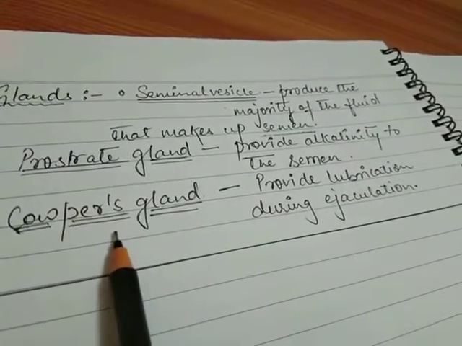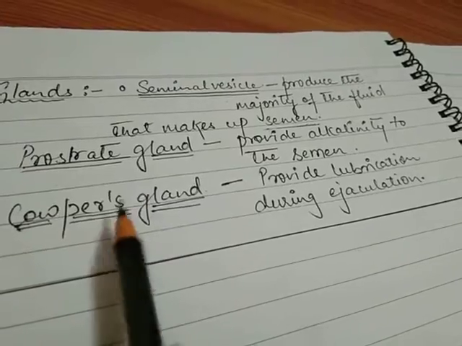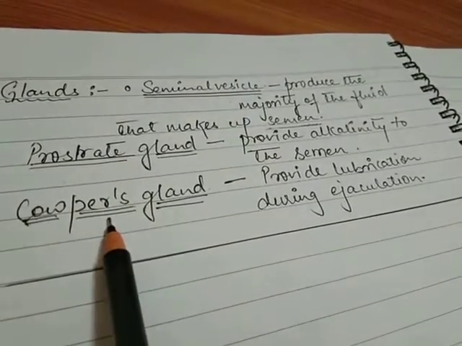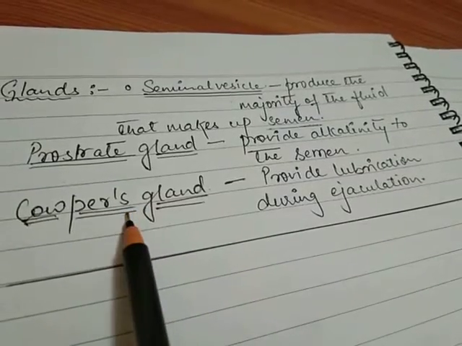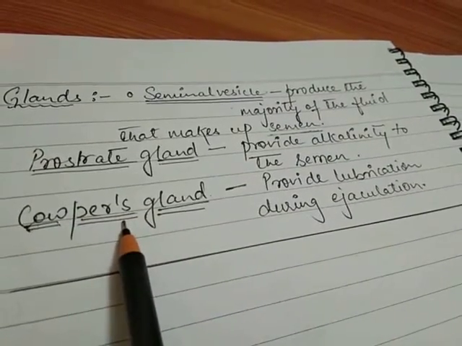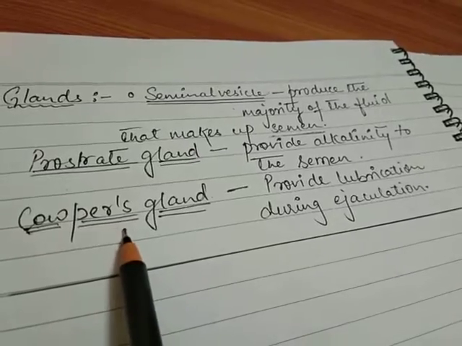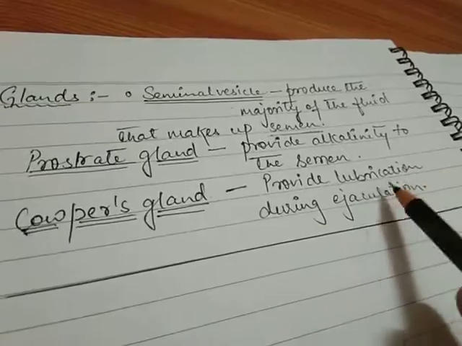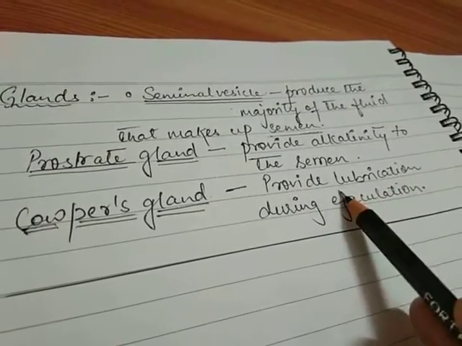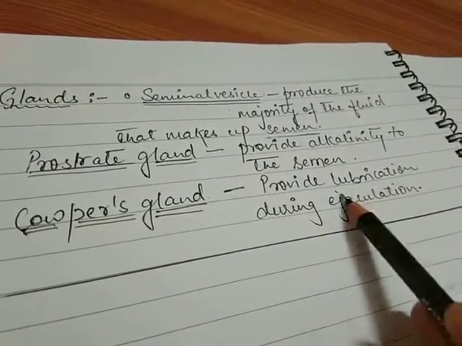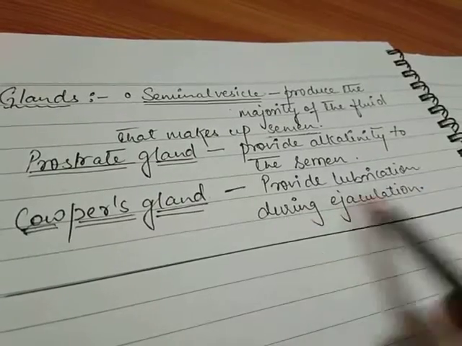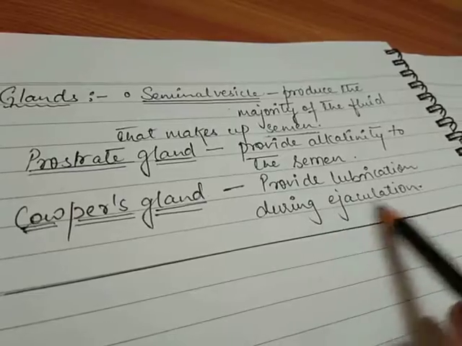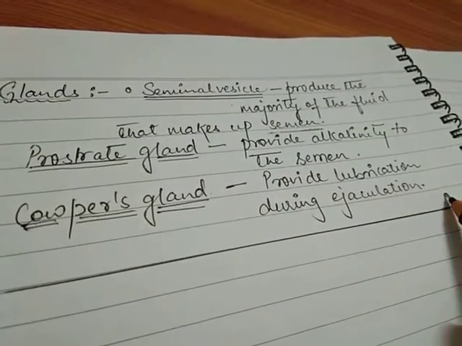Finally, there is a pea-shaped gland below the prostate gland which is known as the Cowper's gland. This Cowper's gland also has an alternate name and is known as the bulbourethral gland. The main function of this gland is to provide lubrication. This lubrication is actually the slippery nature of the semen which comes out during the ejaculation process.